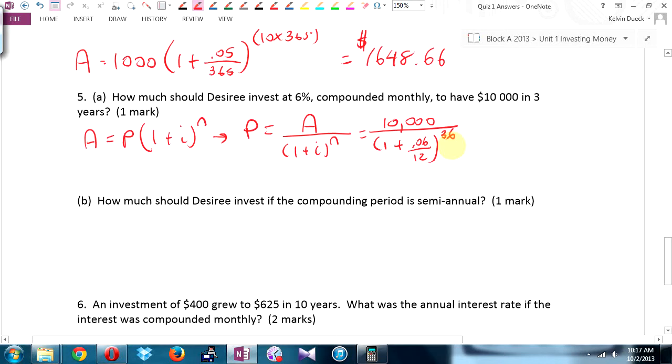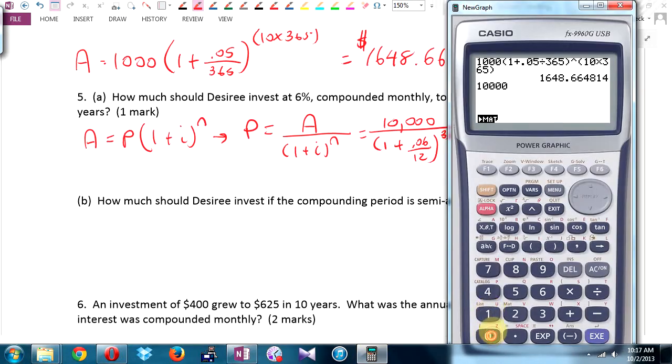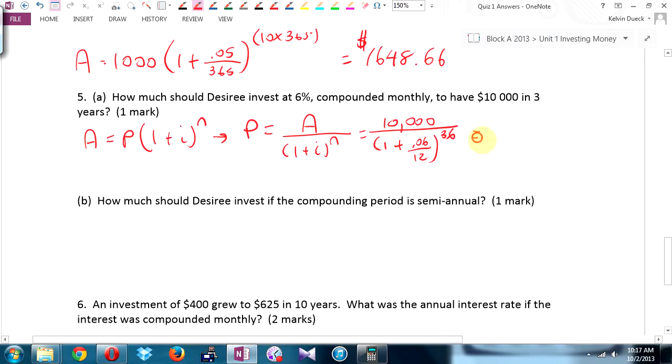Some of you maybe. 10,000 divided by bracket 1 plus 0.06 divided by 12 to the power of 36. Do you all get that you started out with $8,356.45? Is that right? The sir is a nice touch. Unnecessary, but never hurts. 8356.45.